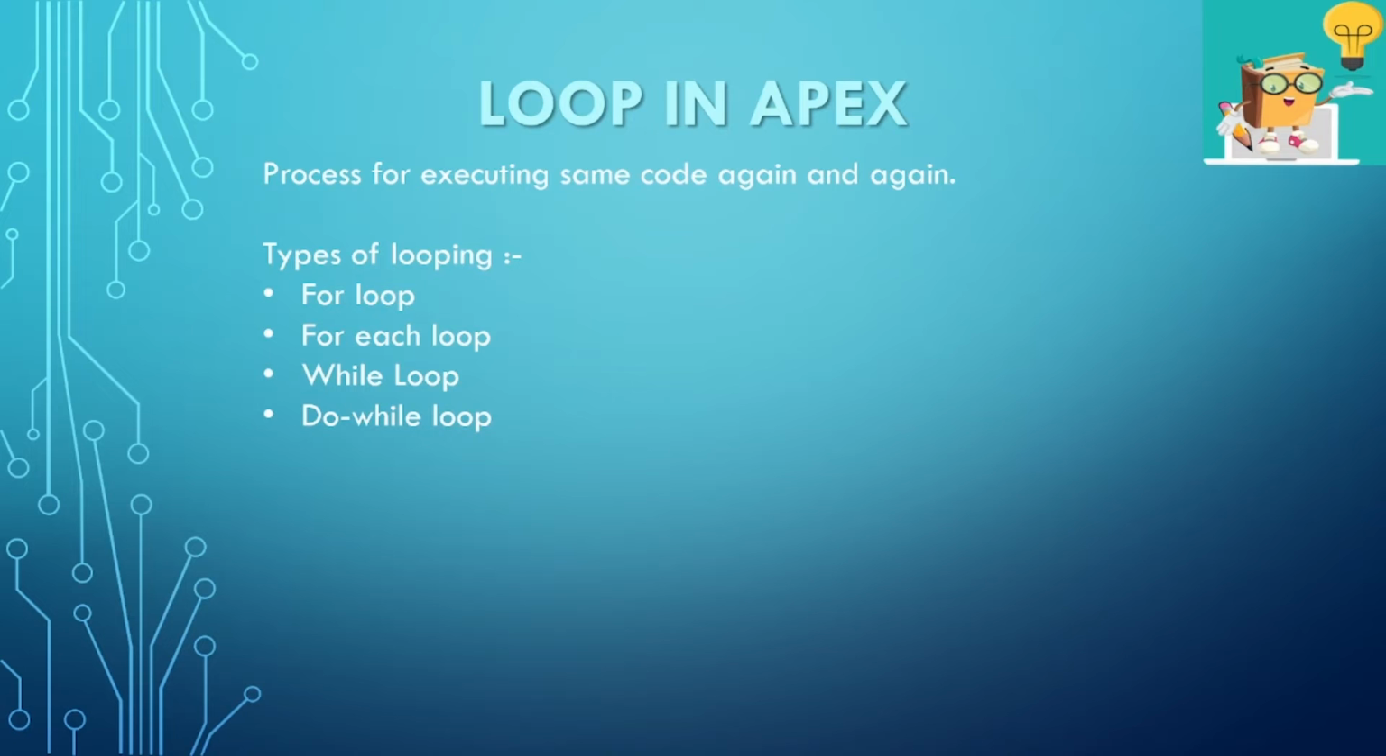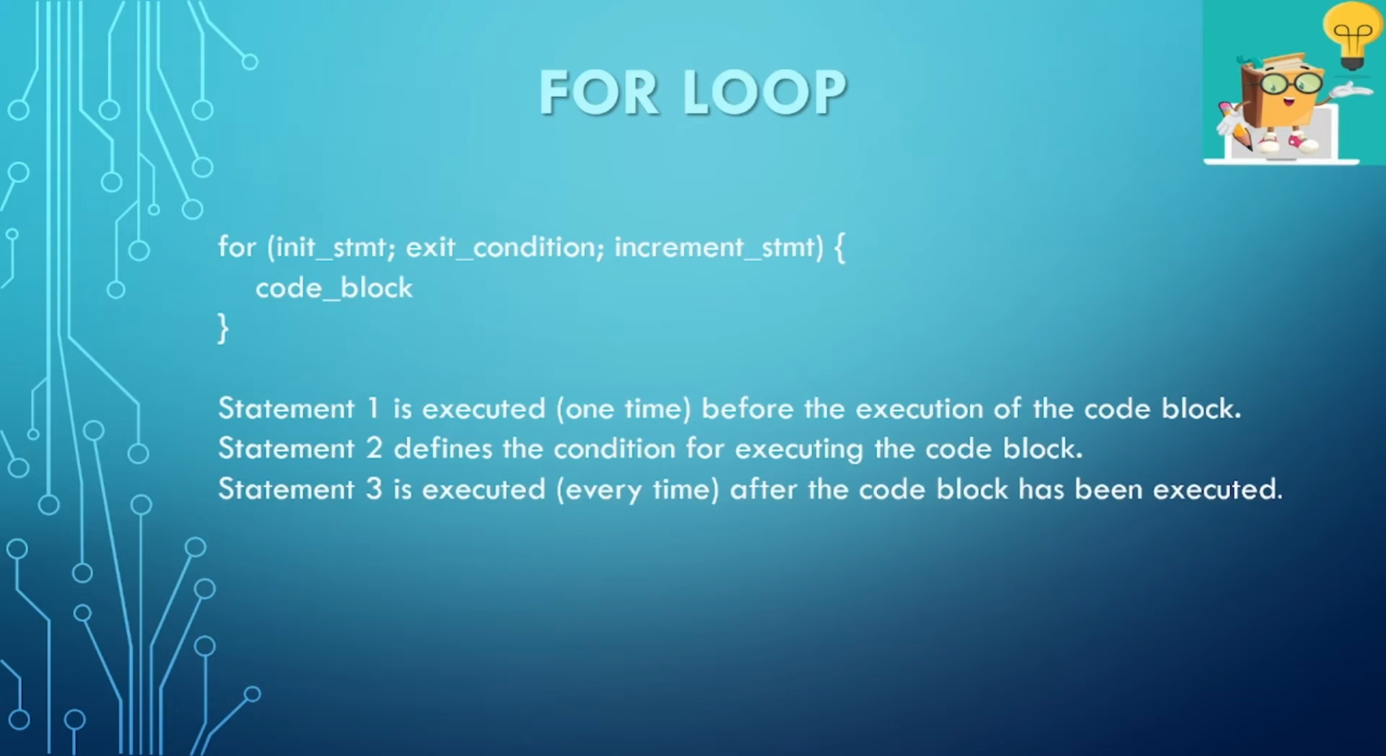The efficient way of coding is to use loops, where you can execute the same code again and again until your exit conditions are met. Loops in Apex are basically used to execute the same method again and again. Now in Apex we have four types of loops. First is the for loop, then for each, then the while loop, and the do while loop. So let's start with the for loop.